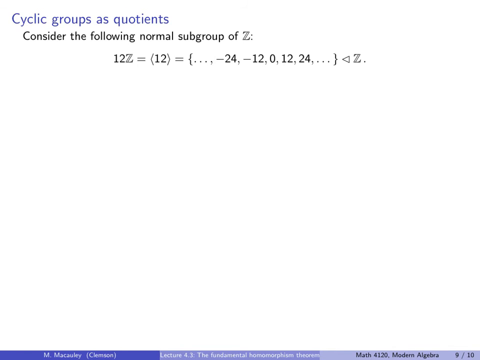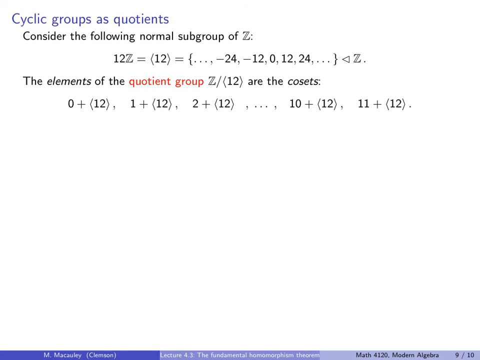As promised in the previous slide, we will end this lecture by looking at cyclic groups as quotients. This is an application of the fundamental homomorphism theorem. We'll do this by example. Consider the following normal subgroup of Z. Now it's normal because Z is an abelian group, so every subgroup is normal. Here are two different ways to write it. We can write it as 12Z, or we can write it as the subgroup generated by 12. Either way, it's a set of integers that are multiples of 12, and that's the normal subgroup of Z.